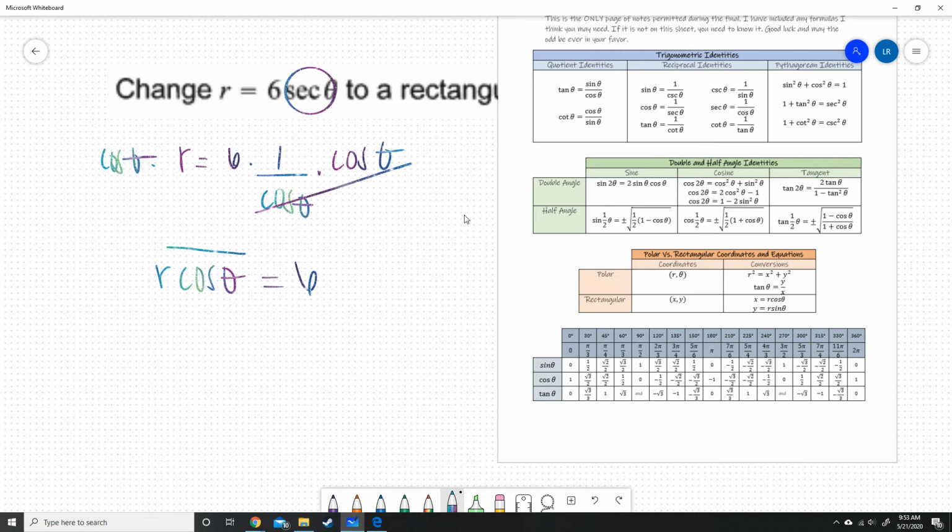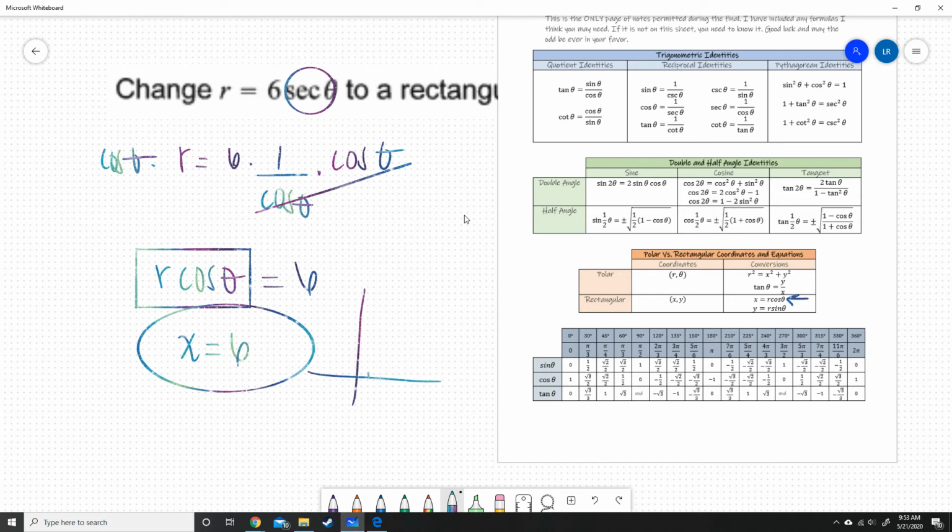That is perfect. If you look over here on this cheat sheet, r cosine of theta equals x. This whole thing can be replaced with an x. So x equals 6. This is our final answer. x equals 6. That is a rectangular equation.